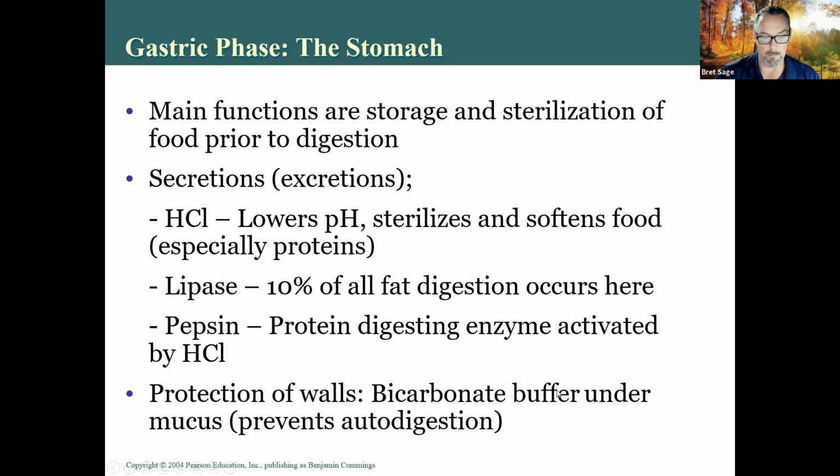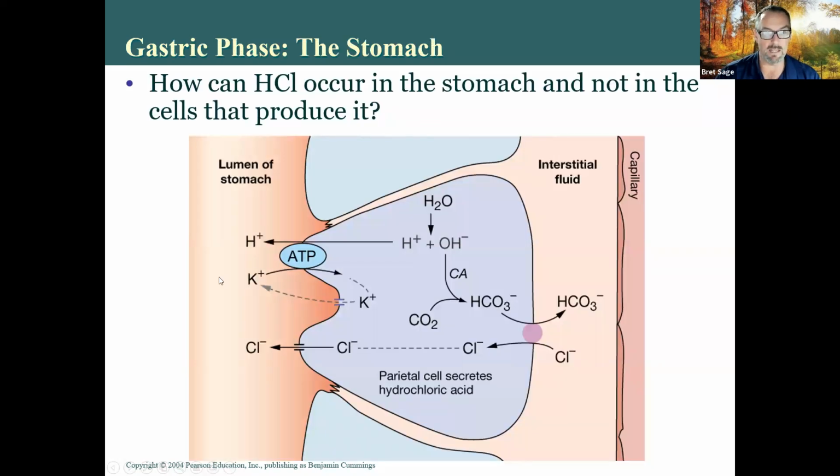Protection of the walls: bicarbonate buffer is found under the mucus. These two layers help protect your stomach from the acid and enzymes that are breaking down the food in your stomach lumen. Okay, so how is hydrochloric acid produced in your stomach, but not in the cells that made it?